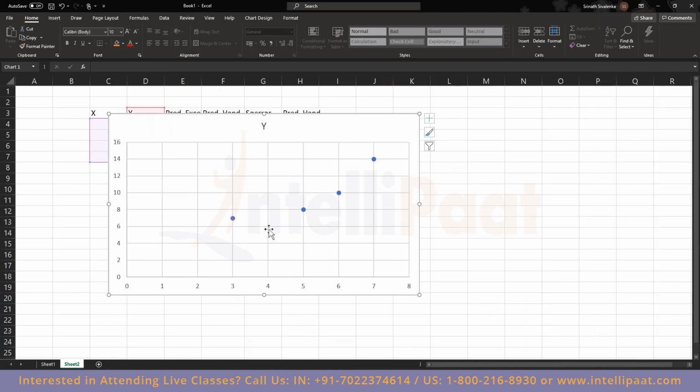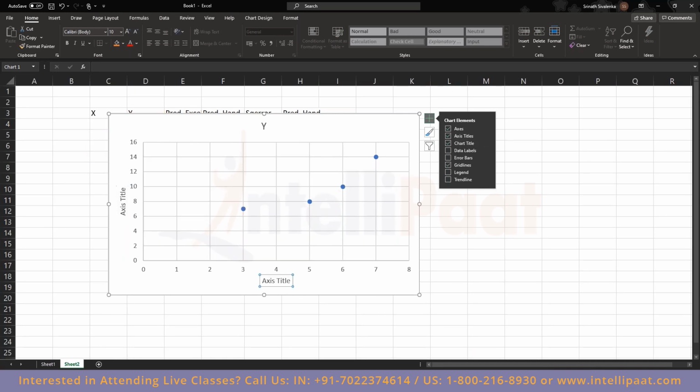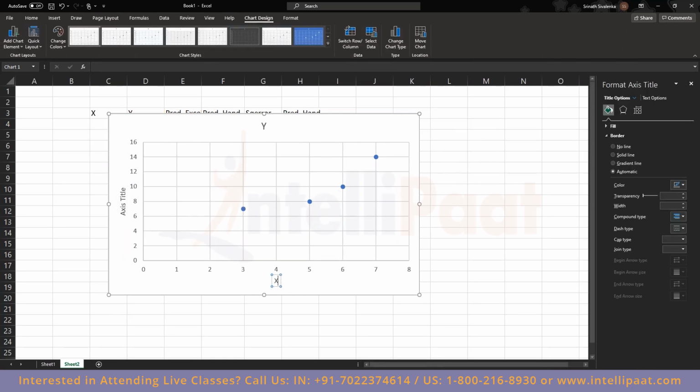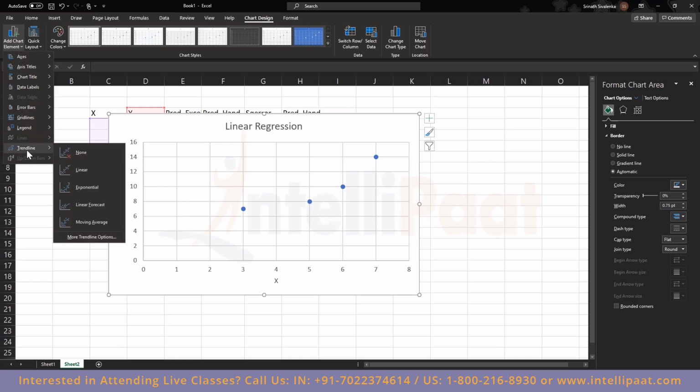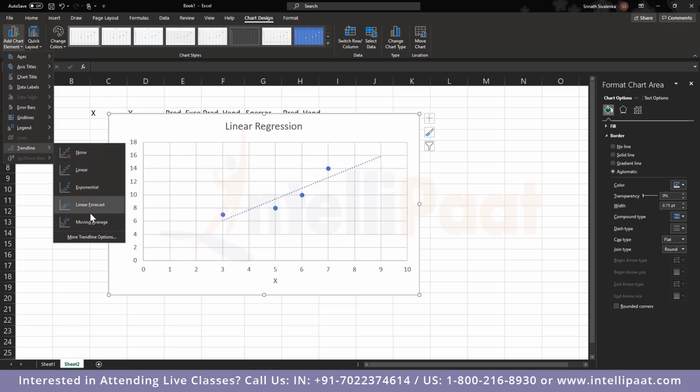Once you create this chart, let's say this is axis titles. You can just set your axis titles over here. This is X, and this is your Y. So what you can do is go to the top left. If you observe, there's something called add chart element. When you click on the chart, you go to add chart element, and you can go to trend line. You can select any one of the trend lines that you want.